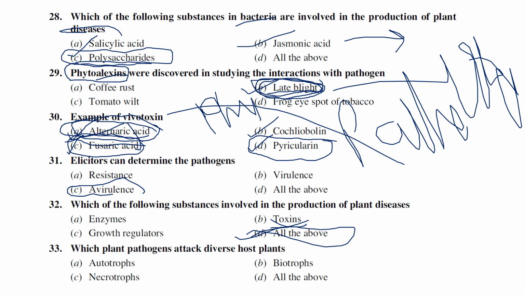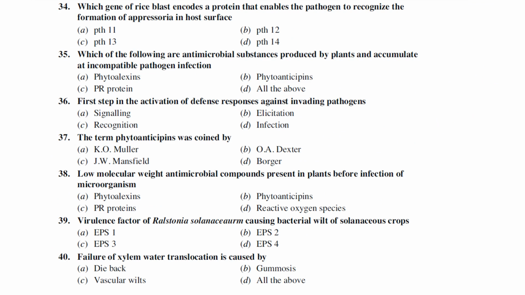So which plant pathogen attacks diverse host plants? I repeat, which plant pathogen attacks diverse host plants? Biotrophs, necrotrophs, all the above. Generally, necrotrophs can affect a diverse or wide range of crops. Next, which gene of rice blast encodes a protein that enables the pathogen to recognize the formation of the appressorium on the host surface? The PTH gene is actually responsible and identifies this formation of the appressorium on the host plant.